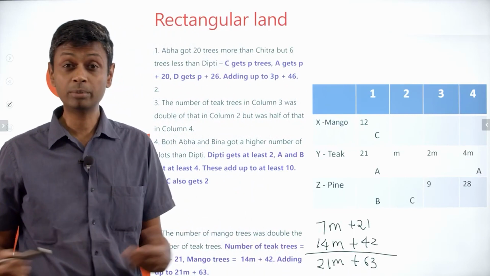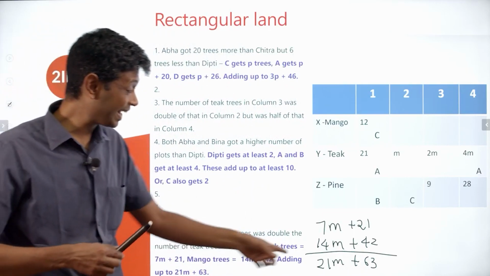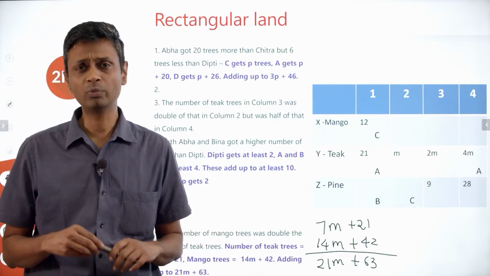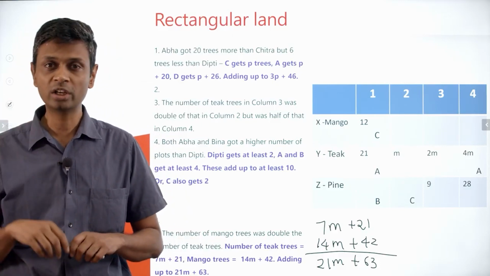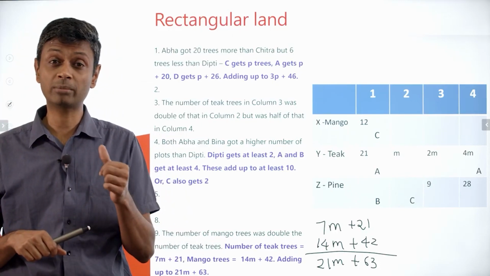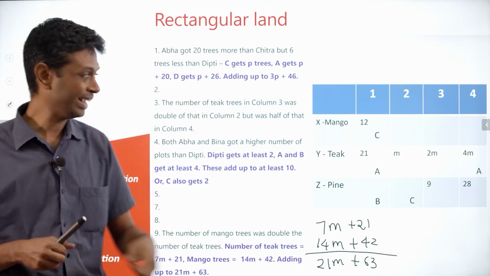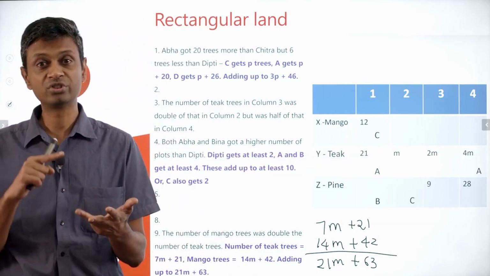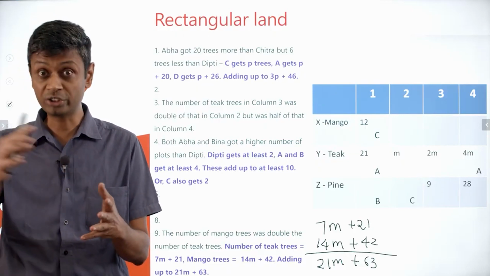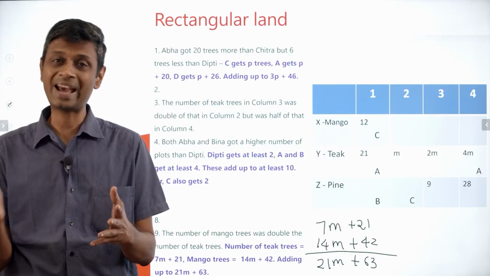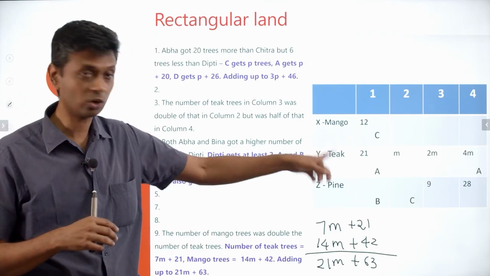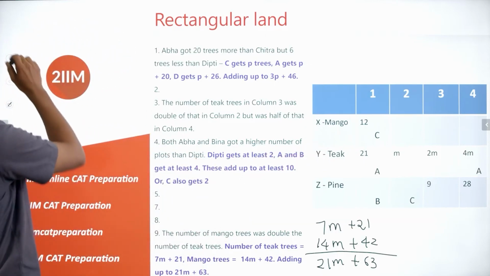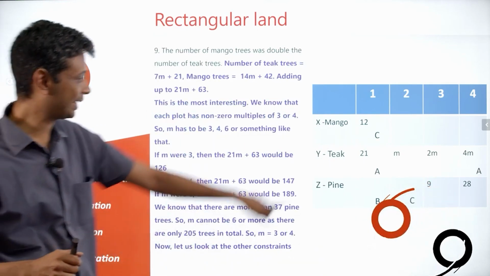If you add these two, it's 21M plus 63. This could be a lot because we might be able to guess M straight away. How so? We know that every single plot has a number of trees that is a multiple of 3 or 4. We have an M sitting here. So M has to be 3, 4, 6, 8, 9, one of these. So we could narrow down on M if we get some detail on that. And so that is probably our next step in order to get that detail clearly.